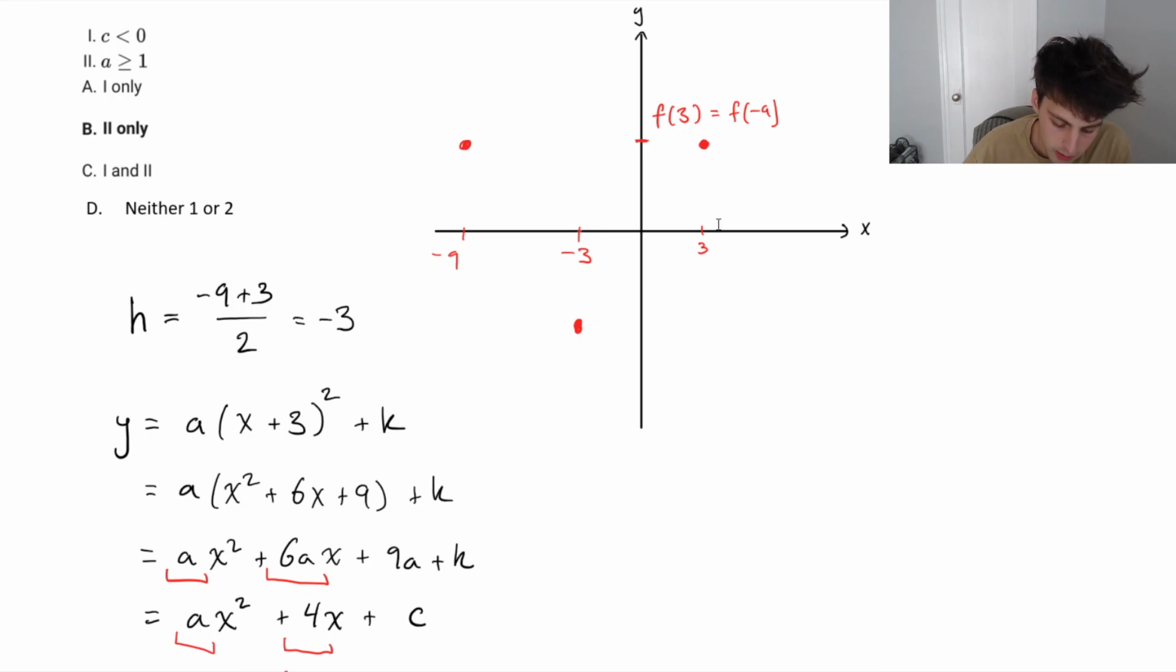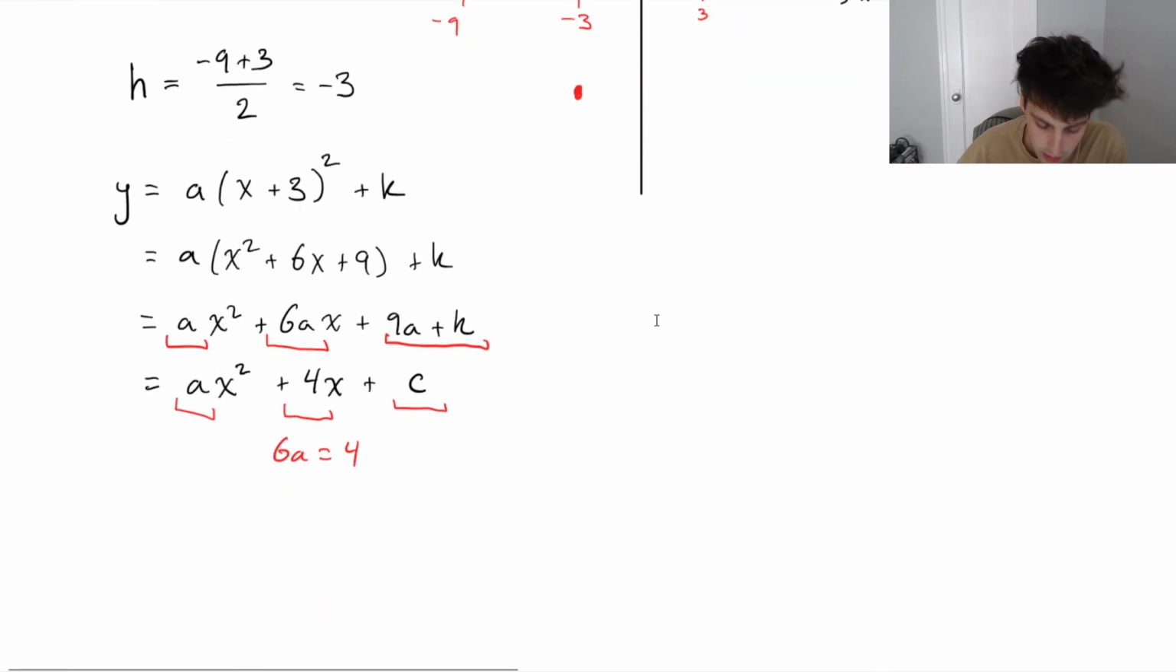And similarly, we can see that our value of c, or our constant terms, have to be the same as well. So we can also write an equation that says 9a plus k has to be equal to c. Very simple solving. We can see a is 2/3, right? Dividing both sides by 6 and simplifying. If a is 2/3, then we can solve this, right?